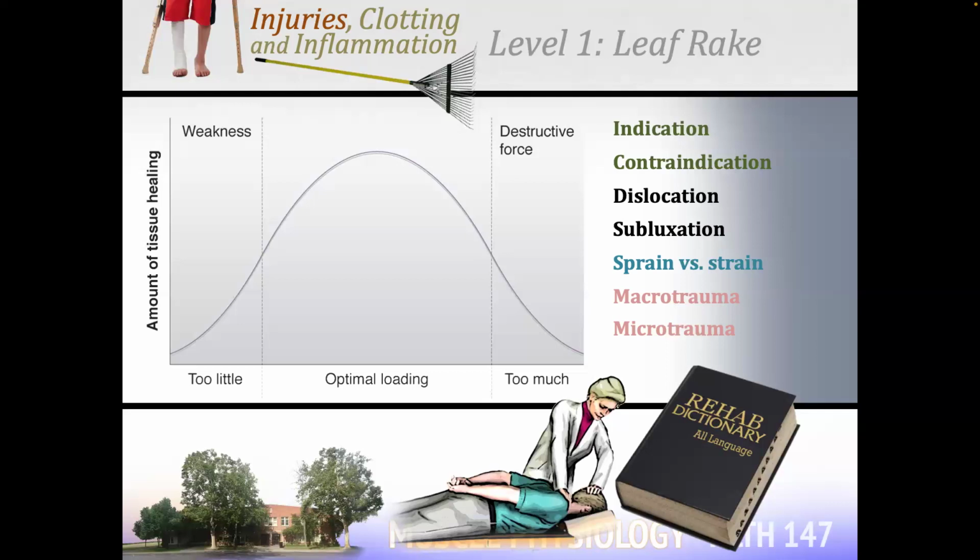Sprain versus strain. This is ligament versus muscle tendon. A strain, you're thinking muscle and tendon. Typically the myotendinous junction, typically the distal myotendinous junction, but that's a strain. Sprain is a ligament. And then macro trauma and micro trauma. Let's hold off on these for just a minute. I will come back to it.